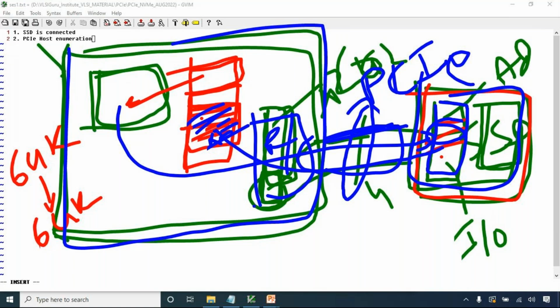Let's say each command can read 4 kilobytes of data. To read 16 megabytes of data, how many commands may be required? One megabyte is 1024 kilobytes. 1024 into 4, right? 16. So it would translate into about 4000 commands.